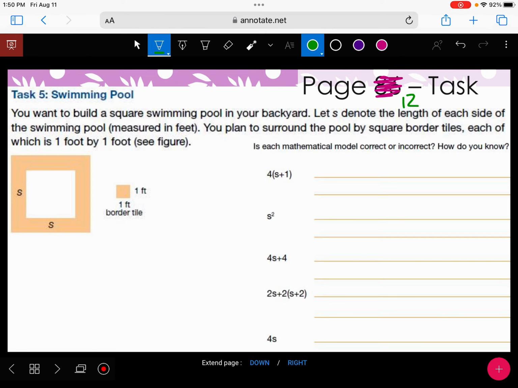So there are 5 expressions there. I want you to see if any of those would build the border on my pool. Okay? Give it a try. And I'll talk you through it in a couple minutes. So take like 5 minutes tops. See what you can think of. So 1 minute for each of these expressions, all right? Look at it, see if you can figure it out.